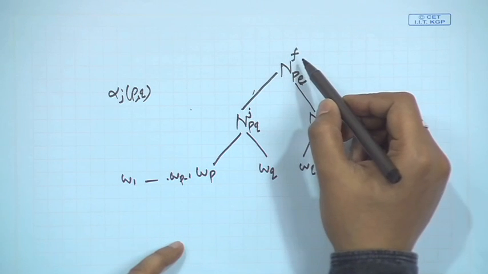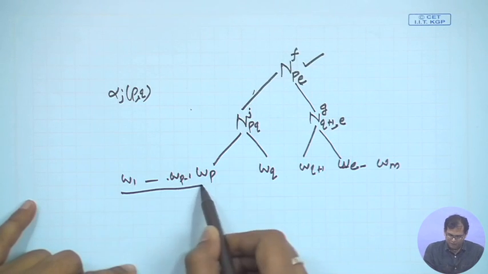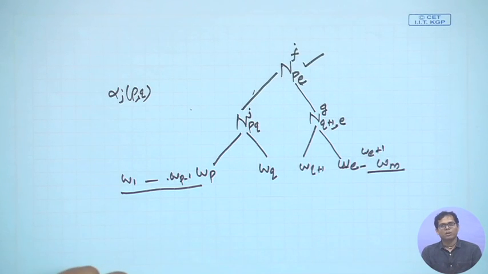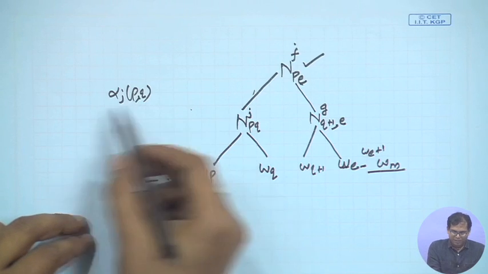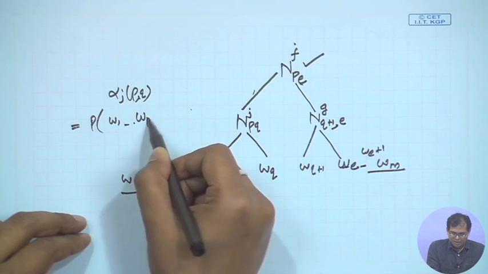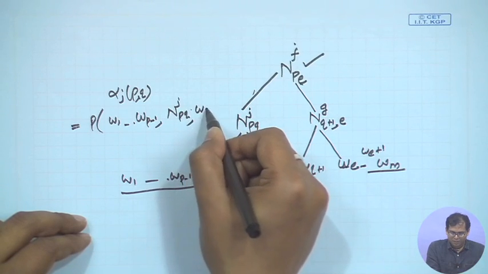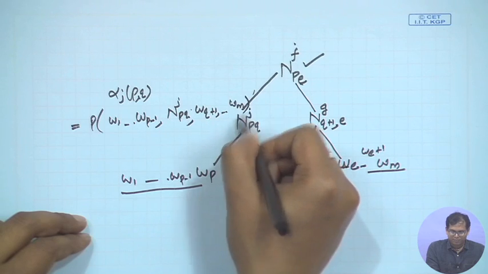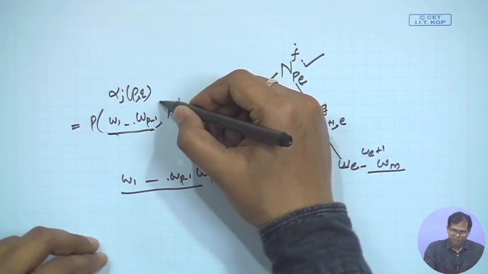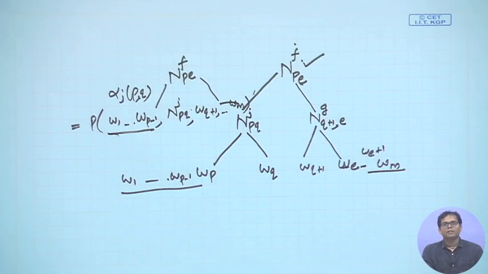Now, I am doing it top down. So, I have already computed the probability of this sequence, this and w e plus 1 up to m; this I have already obtained. What I have to obtain in alpha j p q is the probability of w1 to w p minus 1, N j p q, and w q plus 1 to w m. This is what I have to obtain. Here I have already obtained the probability of N f p e and w e plus 1 to w m.